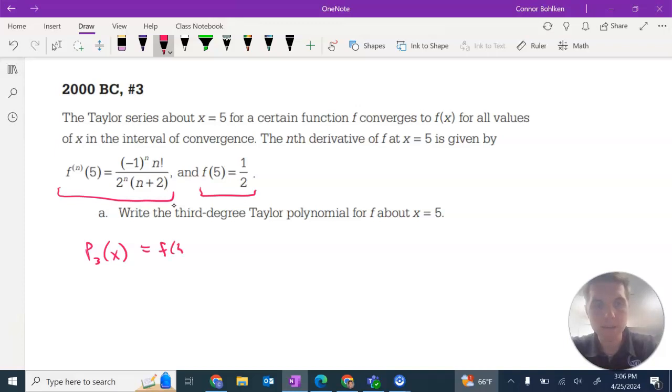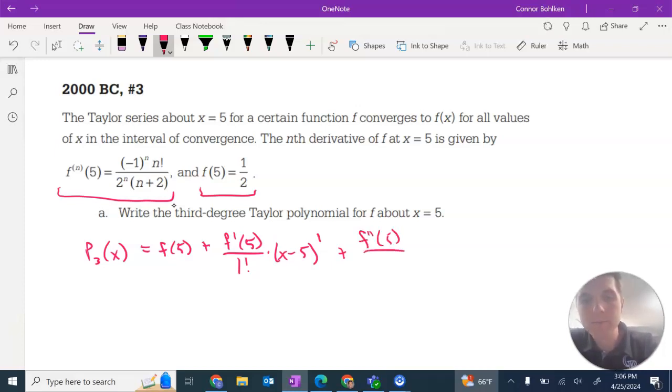And we always start with f of 5, and then we add the derivative evaluated at 5 divided by 1 factorial, but I don't really need to write it, times x minus 5 to the first. You would not need to write this on the AP test. I'm writing it out to show where each piece comes from. But plus the second derivative evaluated at 5 over 2 factorial times x minus 5 squared. And then the third derivative at 5 over 3 factorial times x minus 5 to the third.